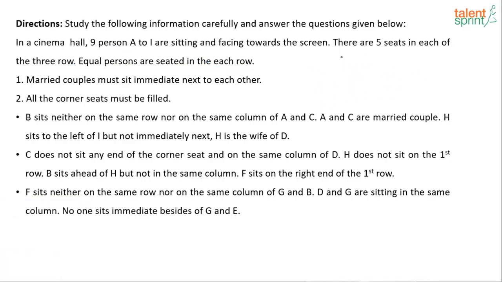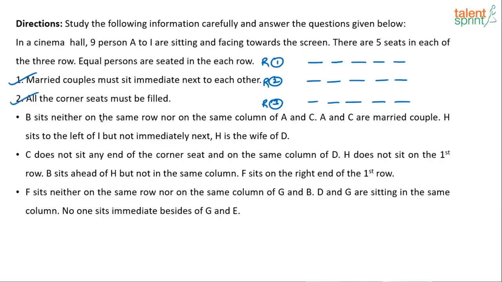Okay, so basically 1, 2, 3, 4, 5, three times. This is row number 1, row number 2, and row number 3. All the corner seats have to be filled. Keep that in mind. So this point you have understood. Married couples must sit next to each other. All the corner seats have to be filled. Here's the point. Next point.